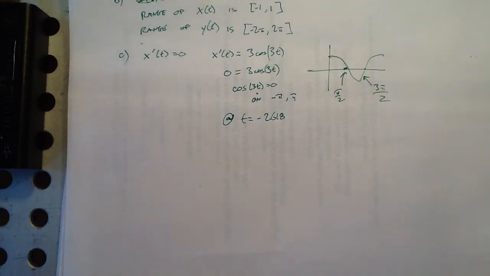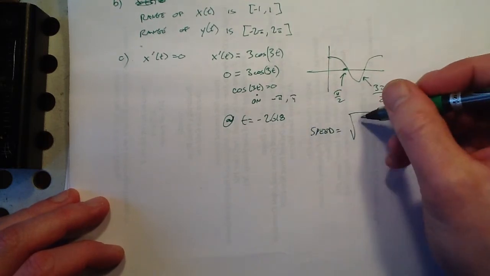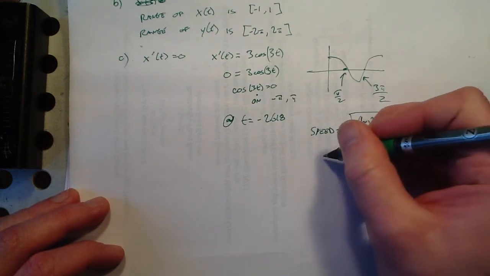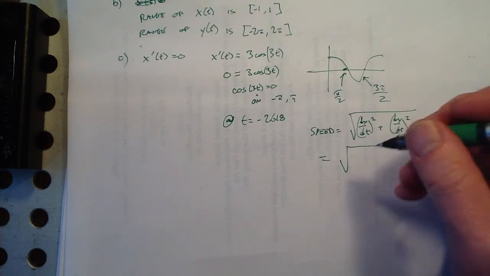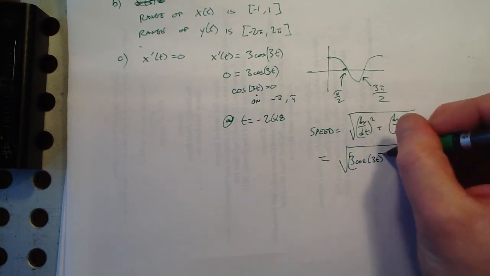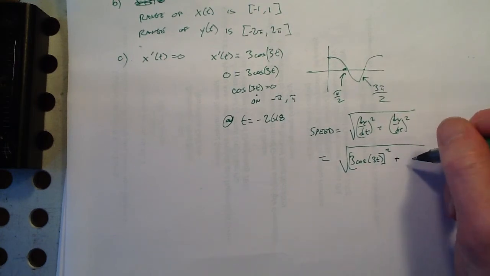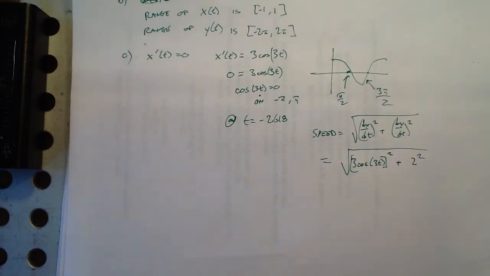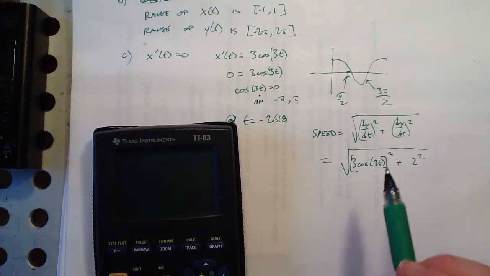That's the time. If we want the speed, speed is equal to the square root of dx/dt squared plus dy/dt squared. So in this case, that's going to be the square root of the derivative of x, which is 3 cosine 3t, squared, right? Plus dy/dt, the derivative of y, which is just 2, squared. So you can go ahead and plug in cosine of 3t.